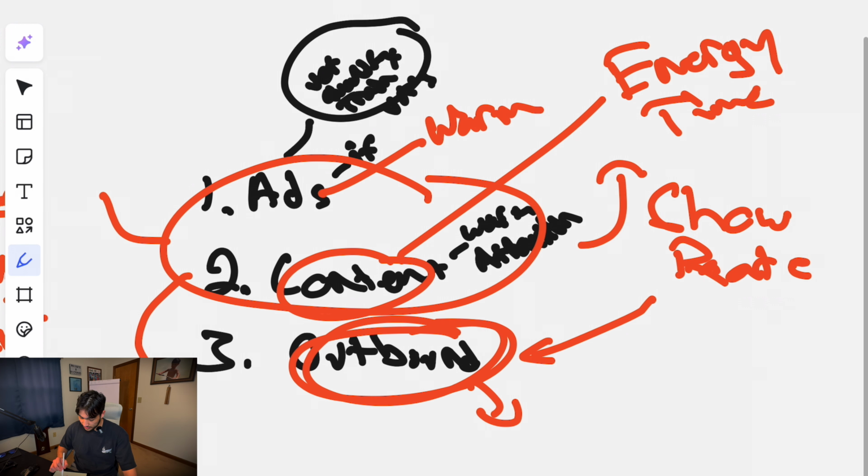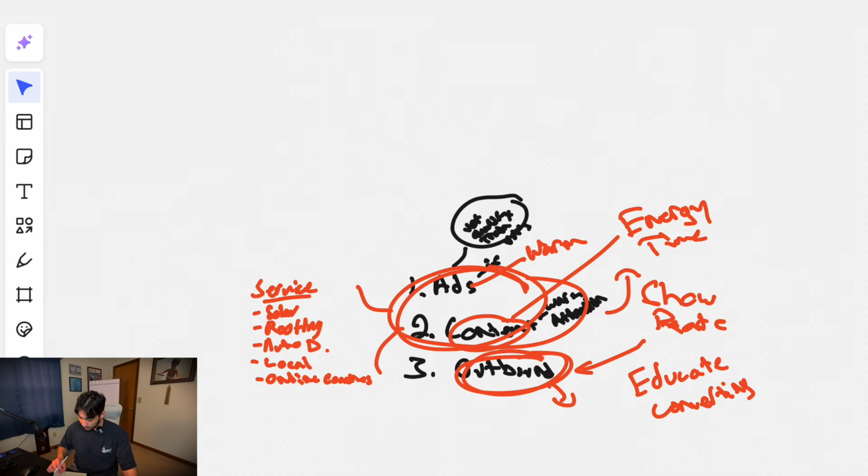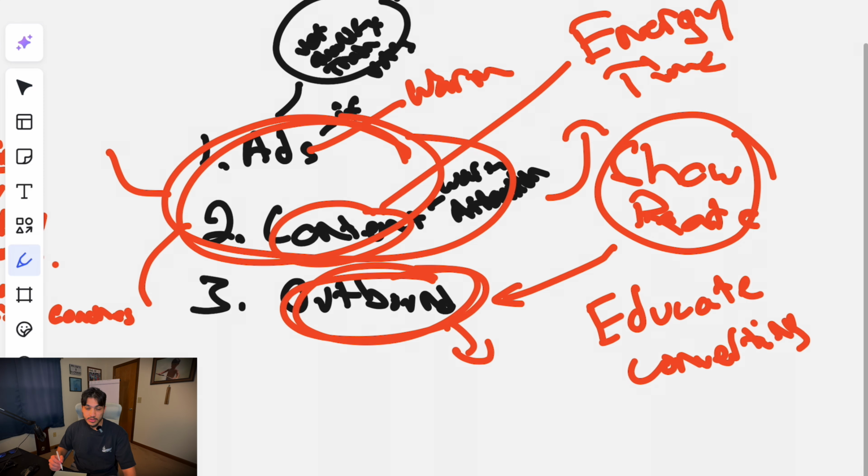So how do we get outbound to be just as good? By utilizing the same techniques that we do with these, which is basically just educating and converting. That's all it is. So the first way that I want to talk about how we're going to do this is utilizing AI. That's what we're going to speak about.